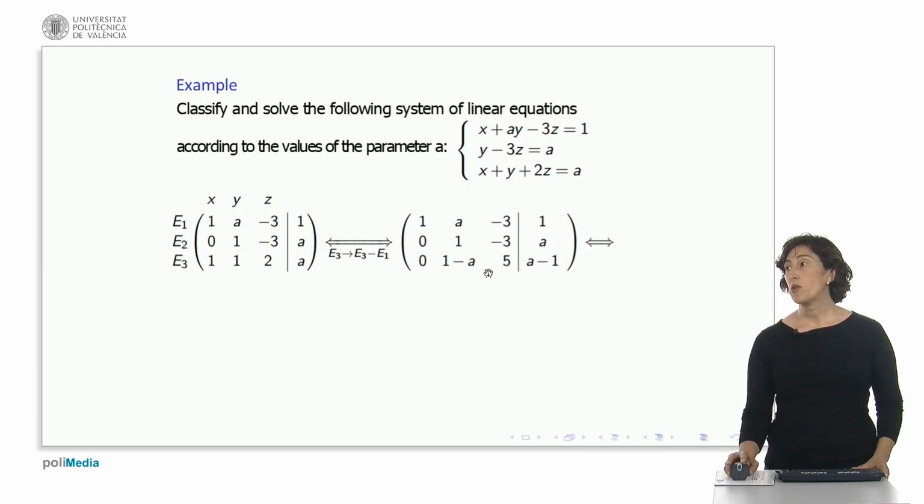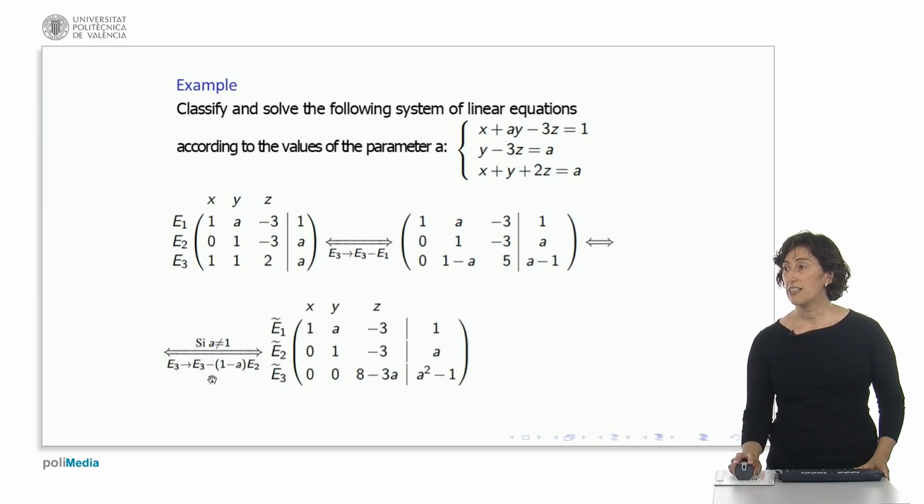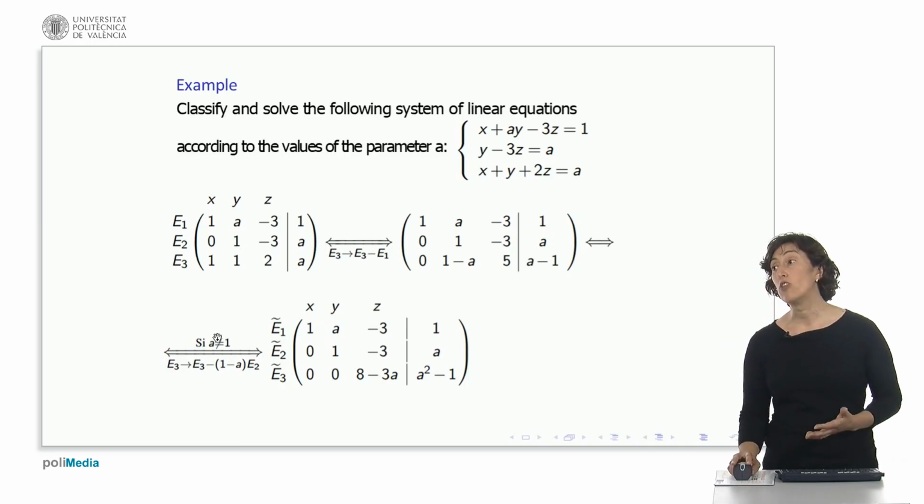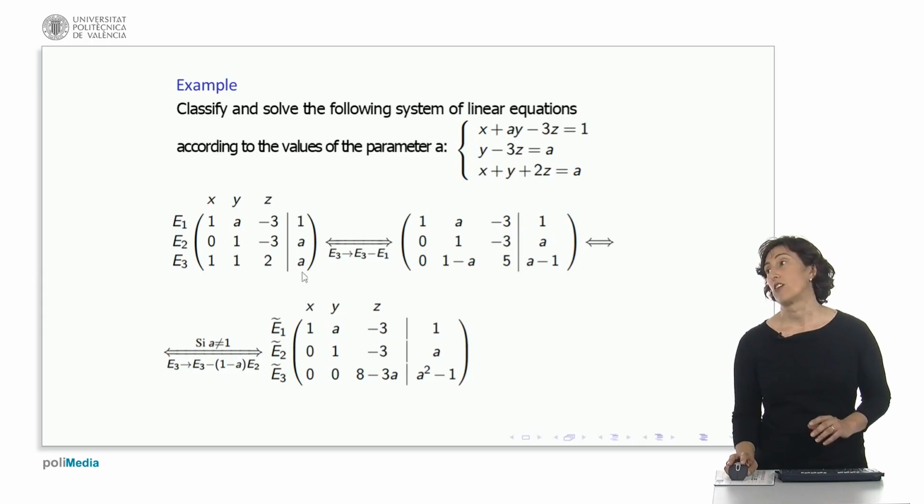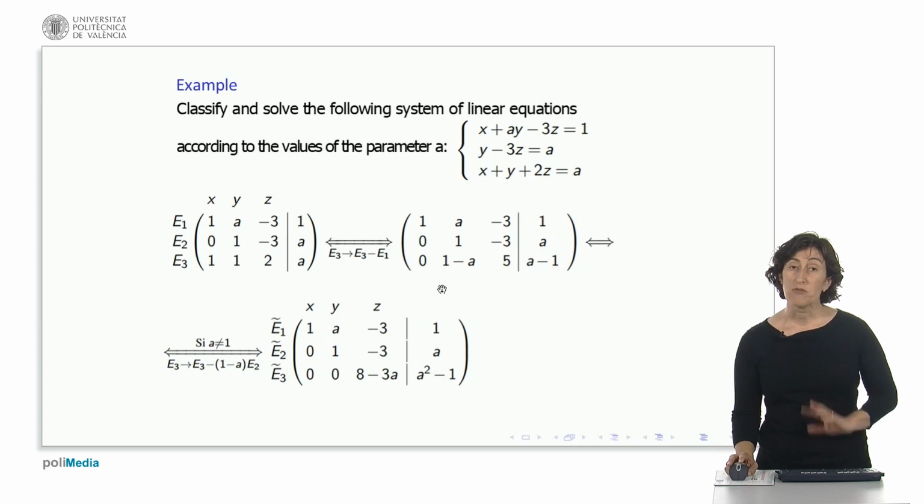Well, in a simple way, if to equation 3 I subtract equation 2 multiplied by 1 minus a, I would already have 0. That is, to equation 3, I subtract 1 minus a times equation 2, and I get that 0. Of course, I will always be able to do that when a is different from 1, because if it is equal to 1, I already have the 0 there, it is over. Therefore, here we have to separate two cases.